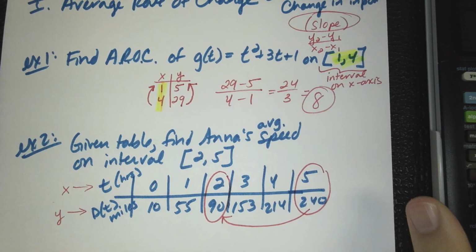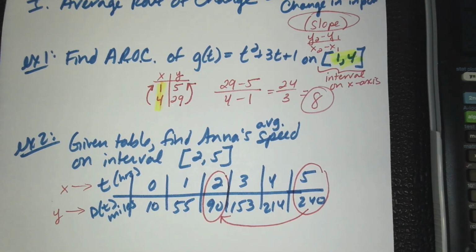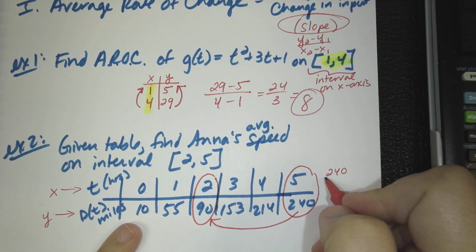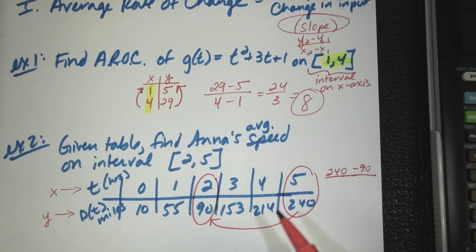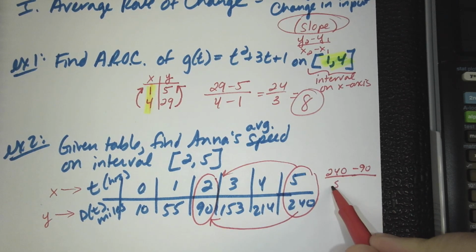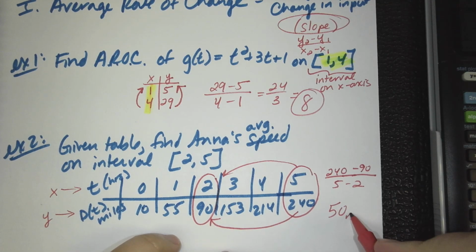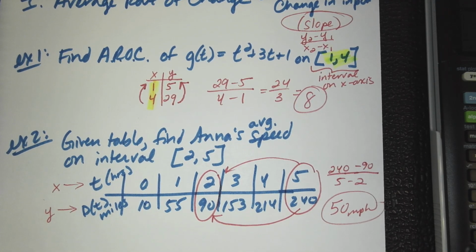240 minus 90. Again, I have people going like, I did 2 minus 5 and I got -3 on top. No. You put the y's on top. 240 minus 90. And what should I go over? 5 minus 2. What does that reduce down to? 150 divided by 3, which is 50 miles per hour. That's her average speed. Very easy. So this is how you read it from a table.